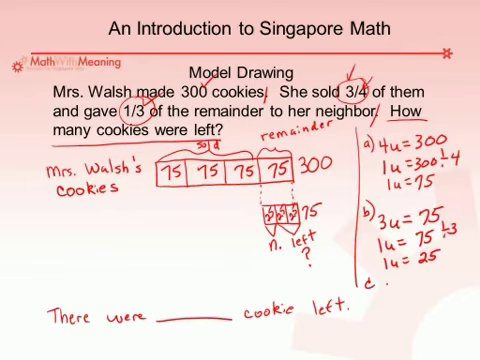And then I want you to look at that. Now we have 2 groups of 25, so we can clearly see that Mrs. Walsh had 50 cookies left. Pretty complicated problem, but when students do these and do a number of them, they start to picture the word problem as they read it.